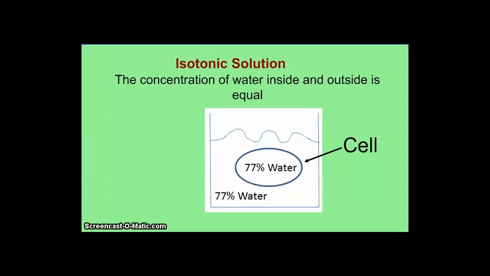And the last kind of solution that is worth understanding is an isotonic solution. And this is a situation in which the water concentration is equal both inside and outside. And in this case, water will move in neither in nor out, or another way to think about it is that it will move in and out equally. So there will be no net movement of water, no overall movement of water. And if there's no movement of water, this means no osmosis.